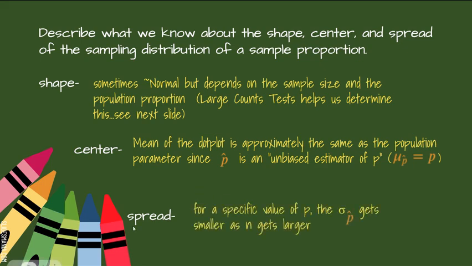Our spread: for a specific value of P, the sigma of P hat gets smaller as n gets larger. So if we have bigger sample sizes, the spread or the standard deviation will decrease. Our variation will decrease with bigger sample sizes. But we still got to be careful because of this large counts rule.